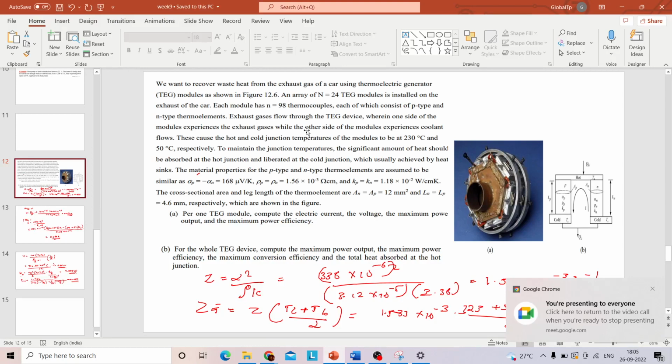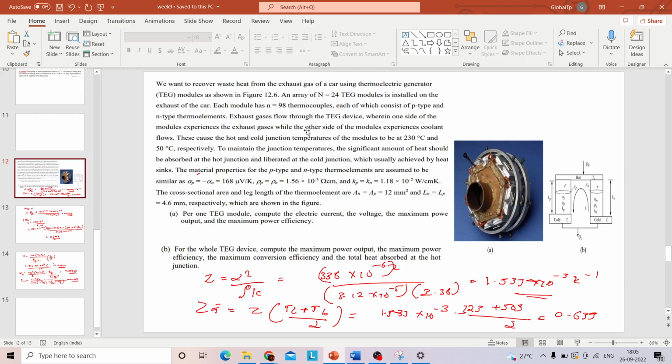Question. I will read it once again. We want to recover the waste heat from the exhaust gas of a car using thermoelectric generator modules as shown in the figure. The figure is given here. An array of N = 24 TEG modules is installed on the exhaust of the car, and each module has N = 98 thermocouples, each of which consists of P-type and N-type thermoelements.